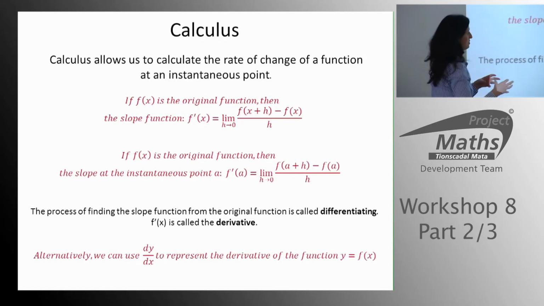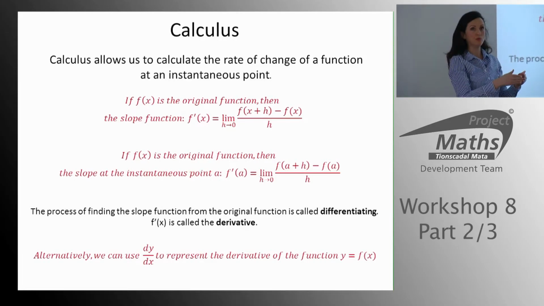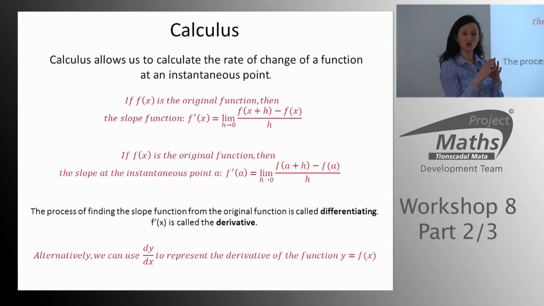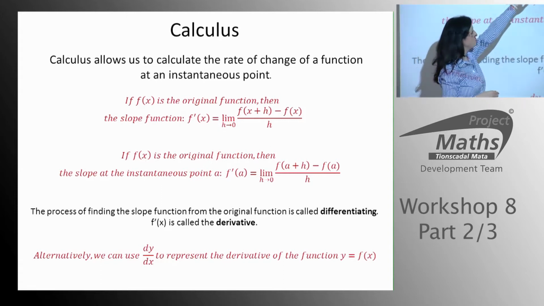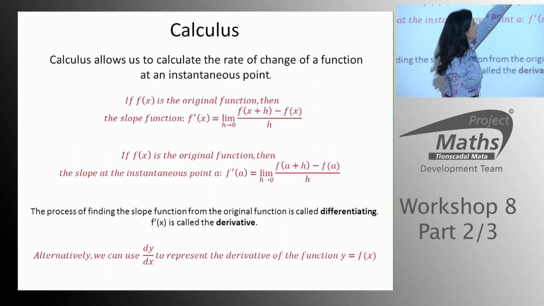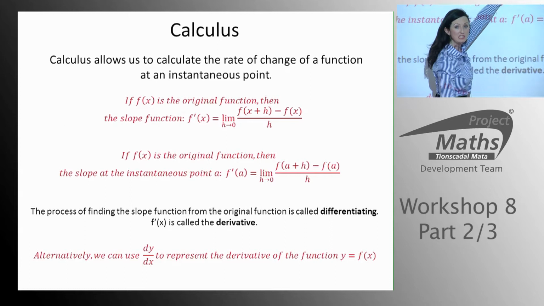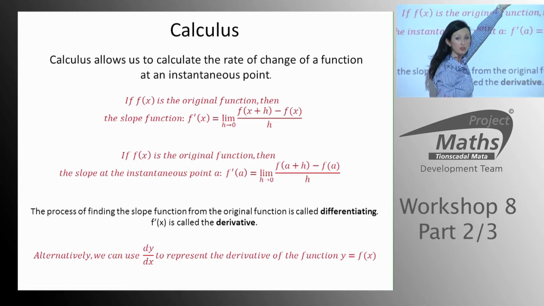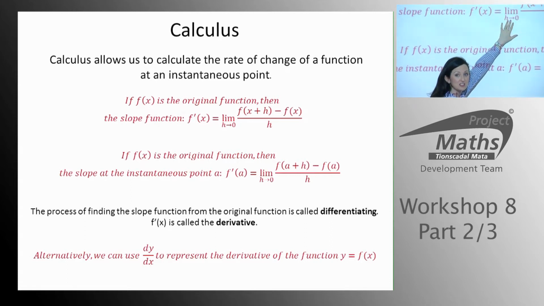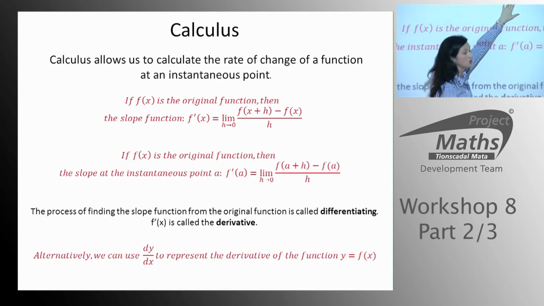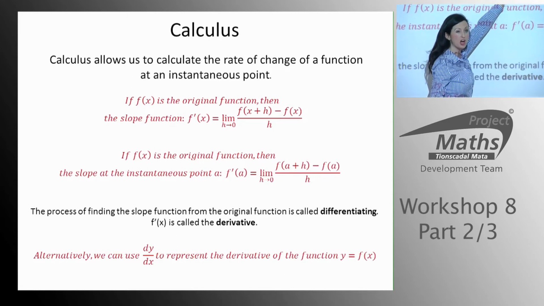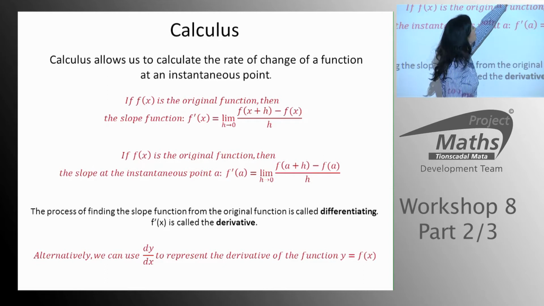What we've seen now is we're able to get a rate of change at an instantaneous point, and this whole branch of maths is called calculus. So if f of x is the original function, then this allows me to get the slope or the rate of change at any instantaneous point. Keeping it general, we're now not at A, we're at any instantaneous point.